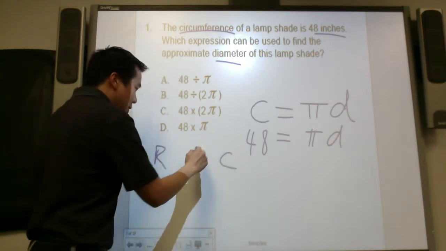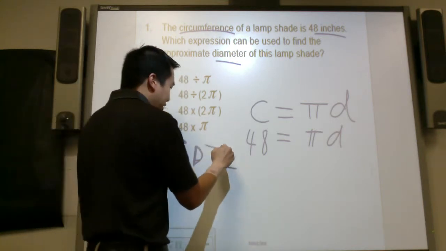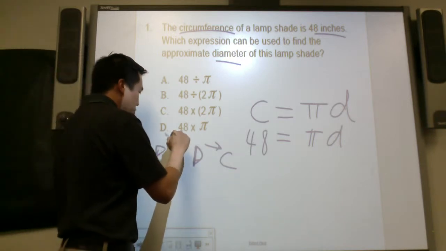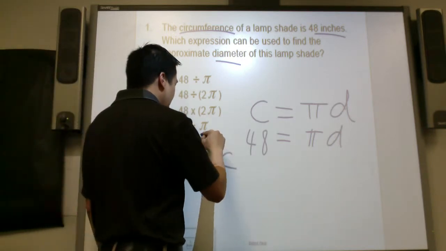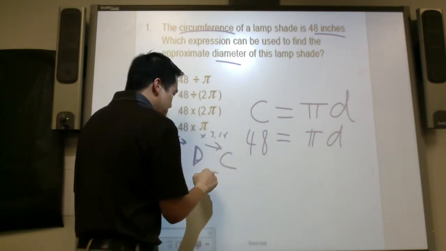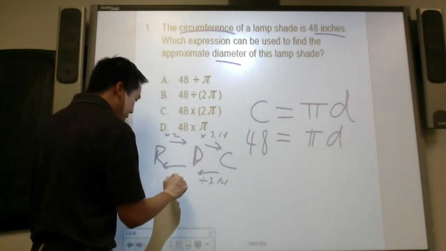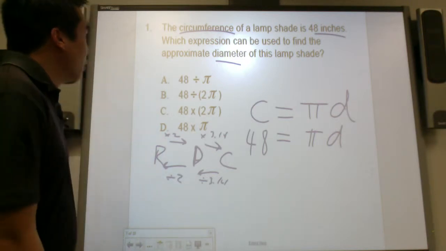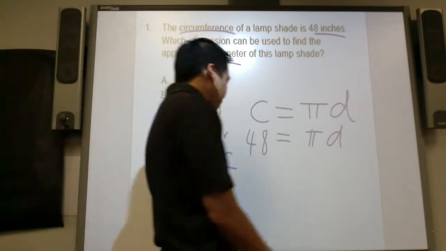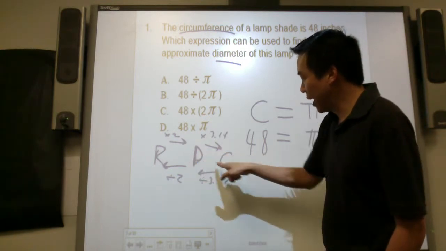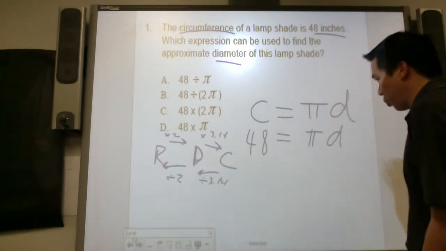RDC. I like using this. I just learned it this year from Katie. To turn a radius to diameter, you multiply by 2. To turn a diameter to circumference, you multiply by 3.14. To break it down, you divide by 3.14. Break it down, you divide by 2. So they want us to find the diameter from circumference. If I know the circumference and I want to go to diameter, I must divide by 3.14.